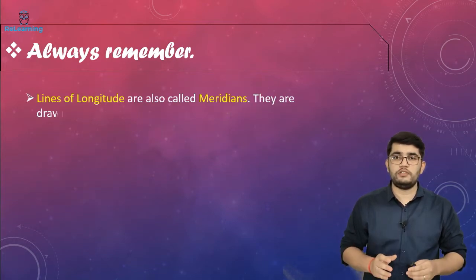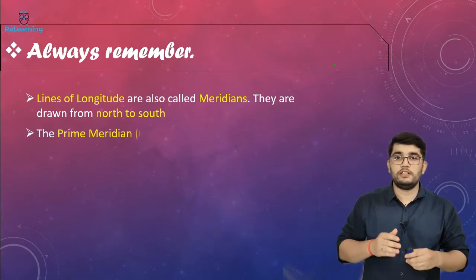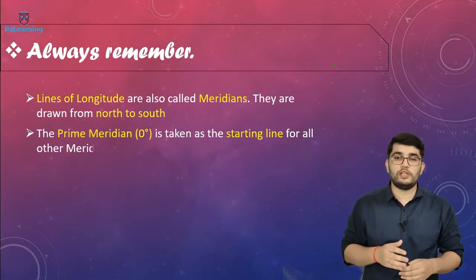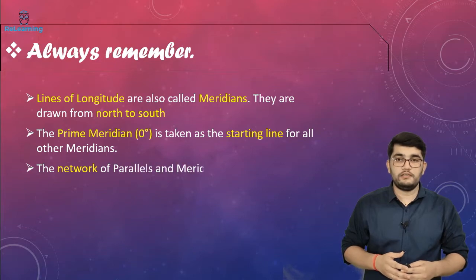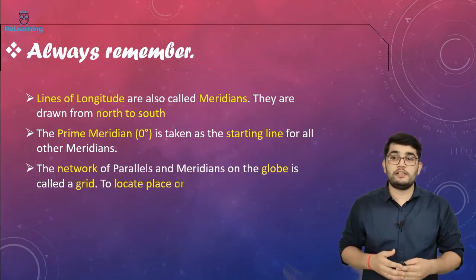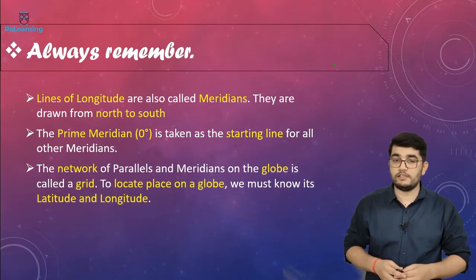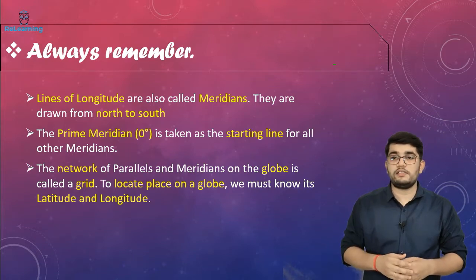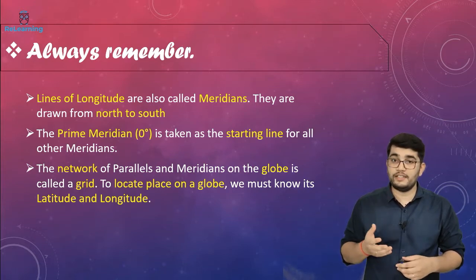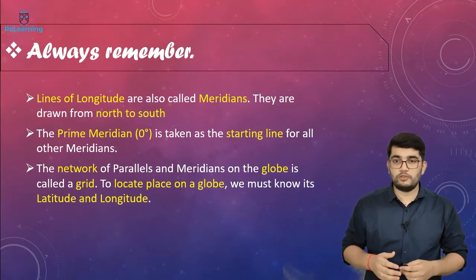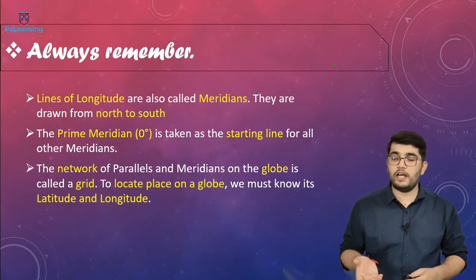Lines of longitude are also called meridians. They are drawn from north to south. The prime meridian, which is 0 degree, is taken as the starting line for all other meridians. The network of parallels and meridians on the globe is called a grid. To locate a place on a globe, we must know its latitude and longitude.